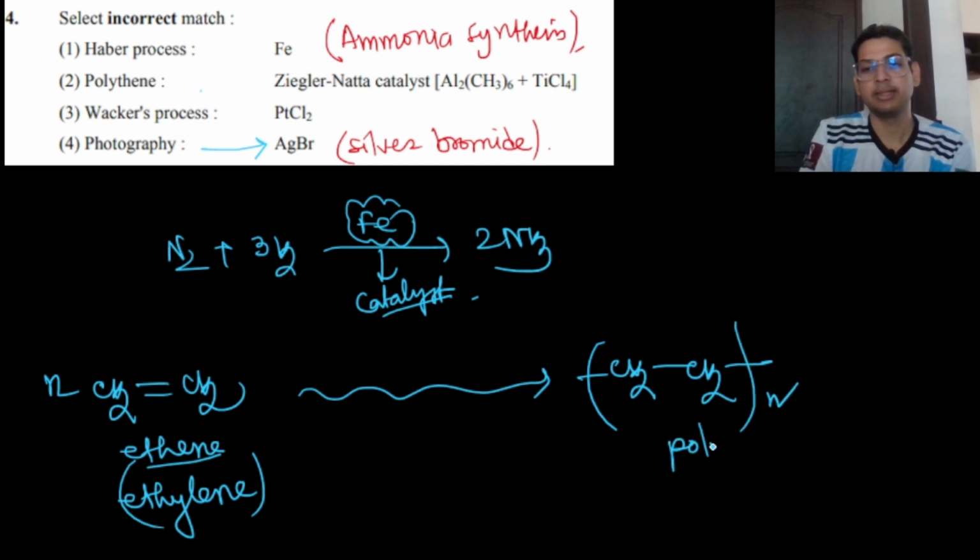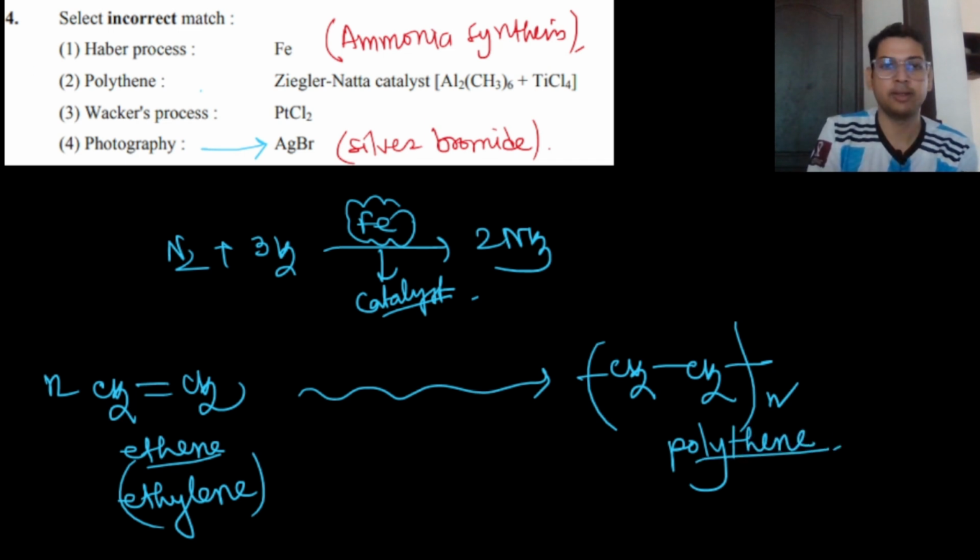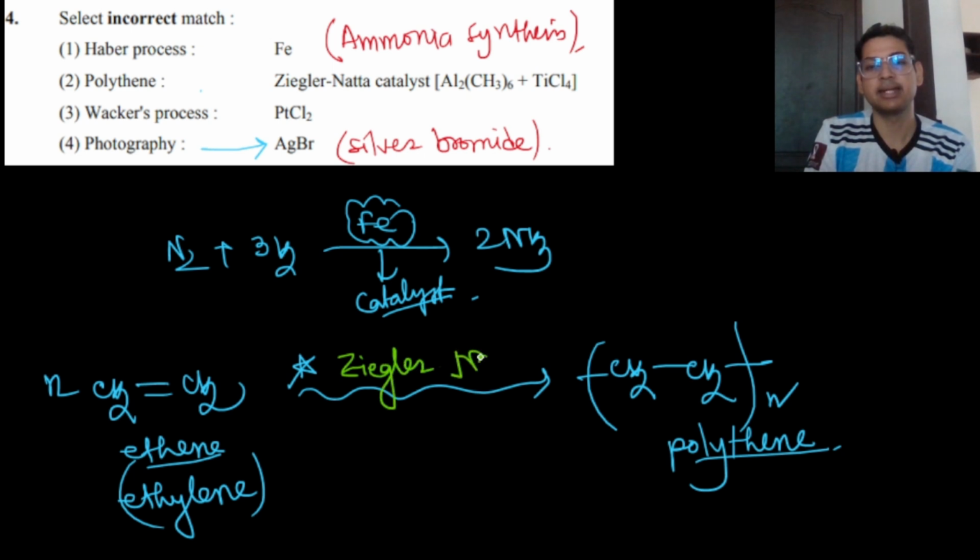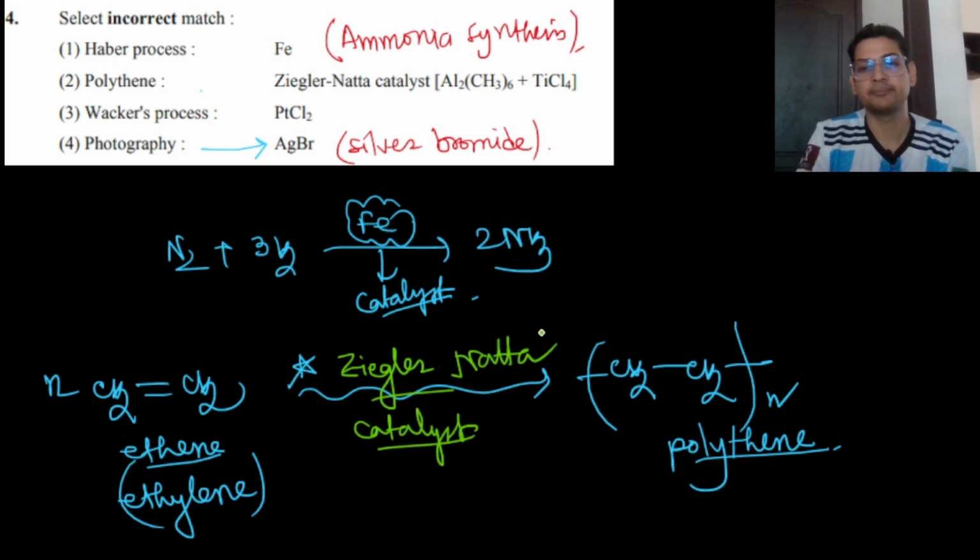You want to make polythene. For that you have to use Ziegler-Natta catalyst. I have told you in the class that we have to use Ziegler-Natta catalyst. So what is Ziegler-Natta catalyst? Ziegler-Natta catalyst is titanium chloride, TiCl4, and triethyl or trimethyl aluminum.